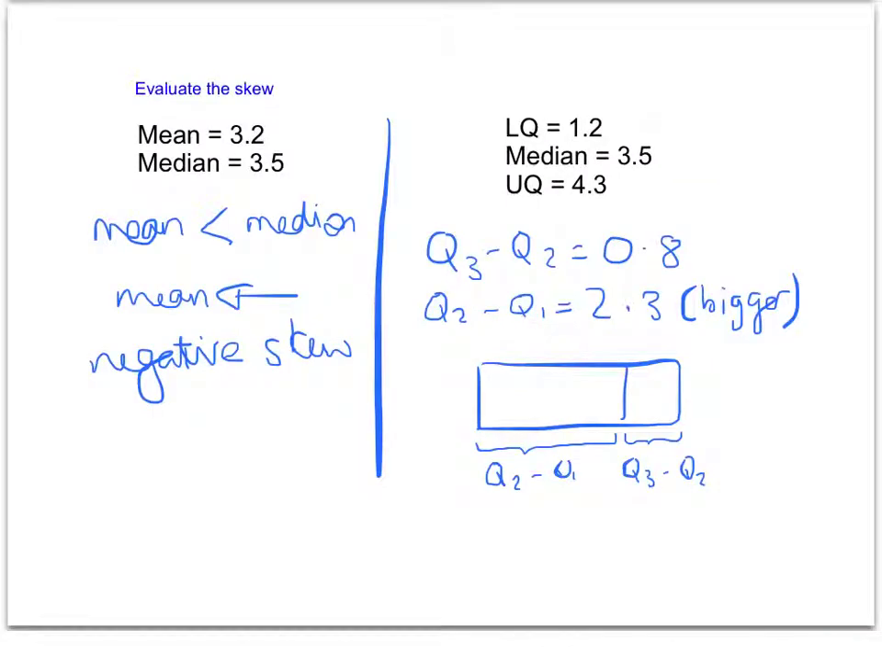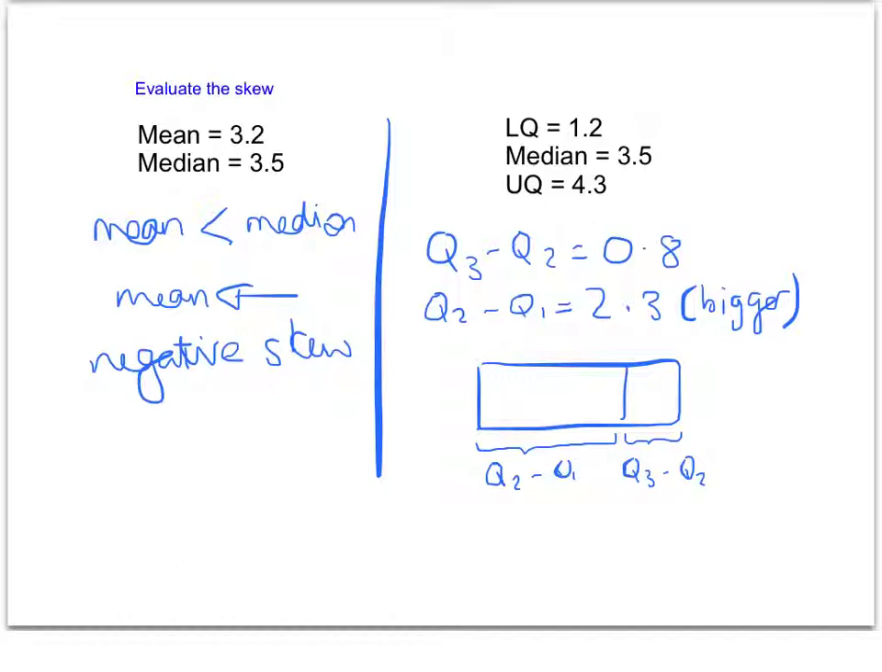So the first one's fairly easy. The mean is smaller than the median, so the mean has been yanked to the left, so that's a negative skew, looking at where the mean has gone. It's gone left, so that's negative. In the right-hand one, you have to actually do some calculations. Q3 minus Q2, that was 0.8, that's smaller than Q2 minus Q1, which is 2.3.